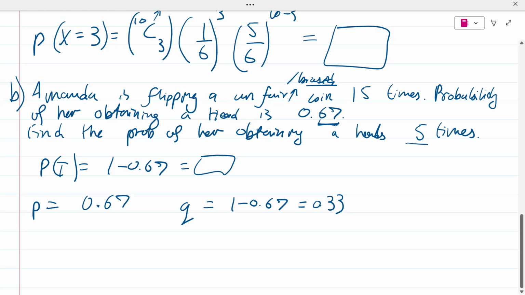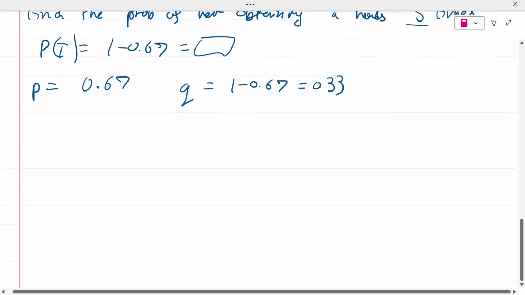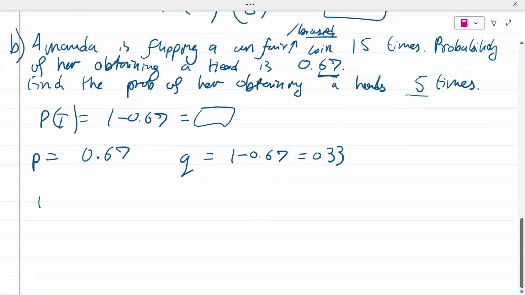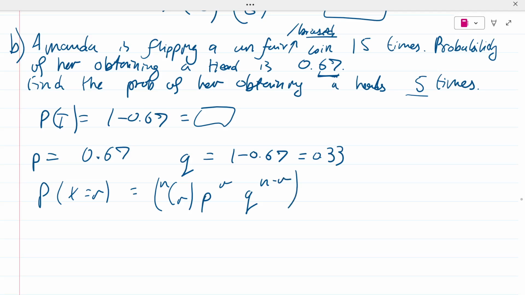Moreover, it doesn't matter how many times you flip a coin, the probability for her obtaining a head is going to be 0.67. That's not changing. And if P is constant, then obviously Q in turn is going to be constant as well, because Q directly depends upon P. So we have ourselves the entire thing. Now all that we've got to do is apply the formula, and that is P(X = r) = nCr p^r q^(n-r).